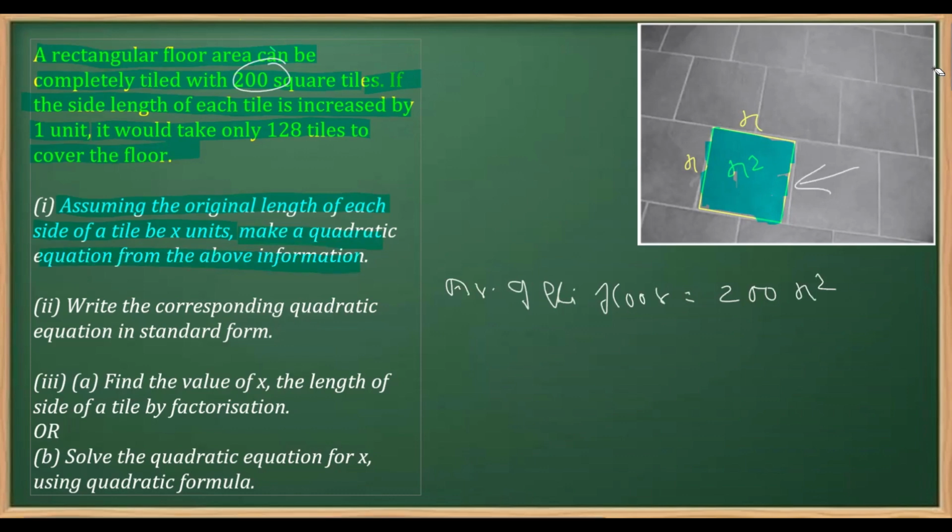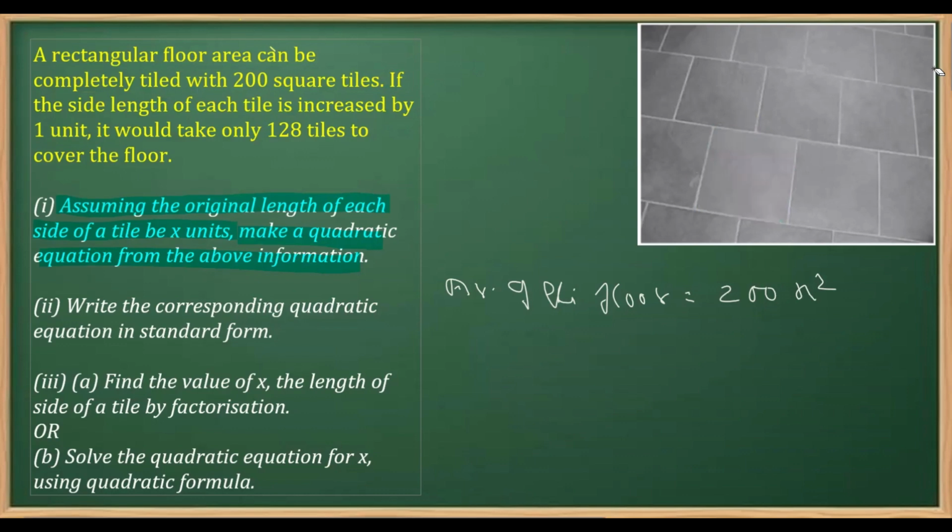Now, in the next case, it says that if the side is increased by 1 unit, now the side of this is increased. So now we have a different tile whose edge is x plus 1. Once again, we are going to find a new area of a single tile which has a different dimension, and its area is going to be what? Side into side, that means side square. The side is now x plus 1.